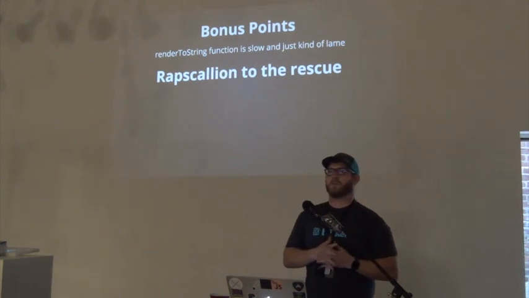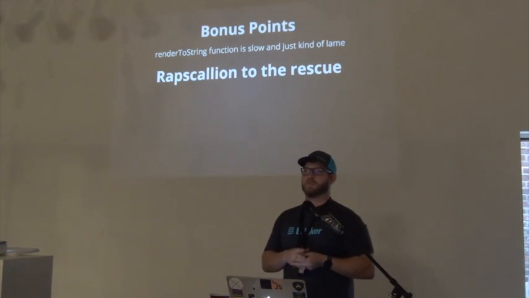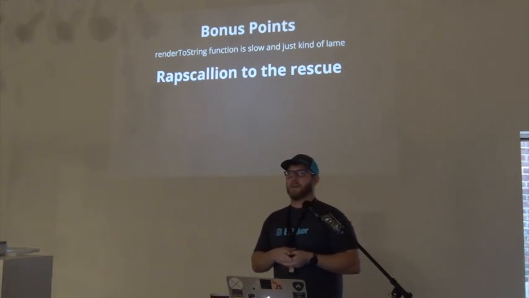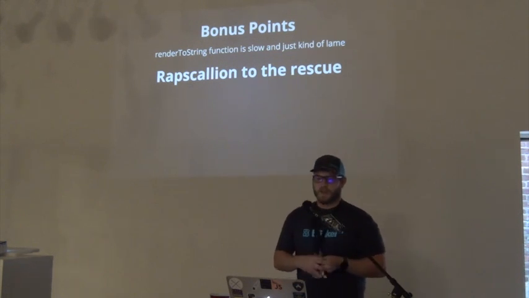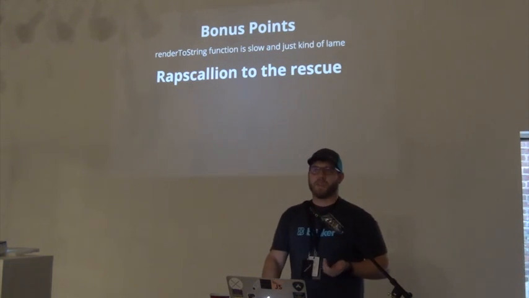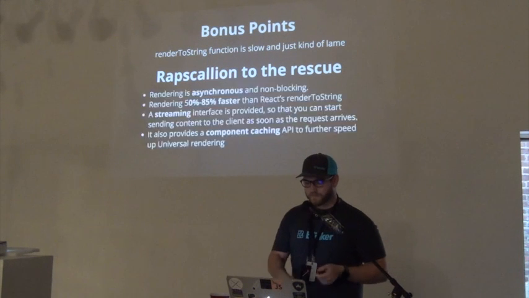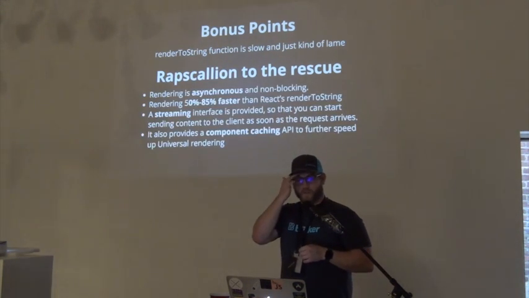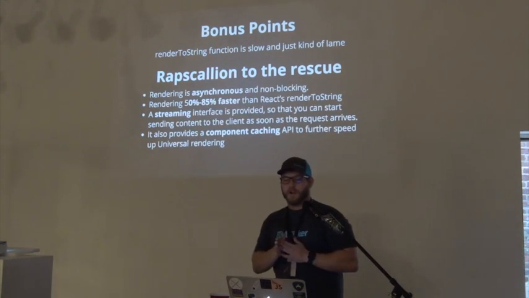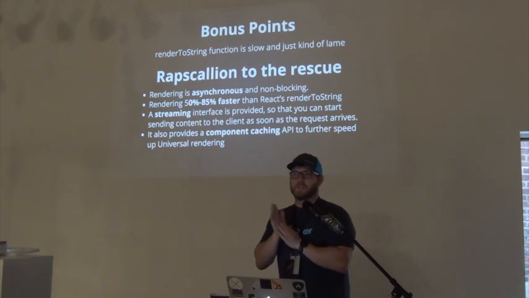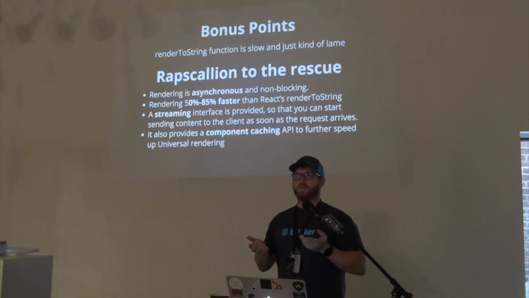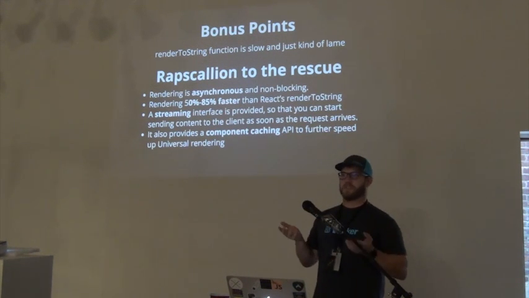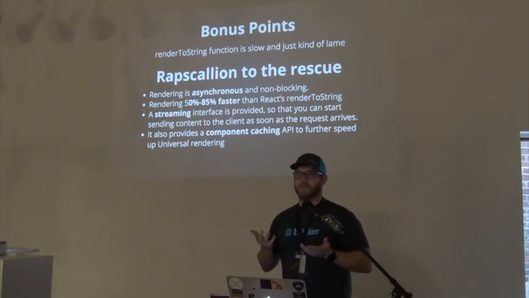But then there's other ways to solve it, and one of the more popular ones people are using today is called Rapscaling. Rapscaling is from a JavaScript development firm called Formidable Labs. They developed this because they wanted their stuff to work a lot faster. So what does that get you? Rendering is asynchronous, it's non-blocking. Render time is usually anywhere between 50 and 85% faster, which I know sounds like a huge range, but it really depends on the size of your app.